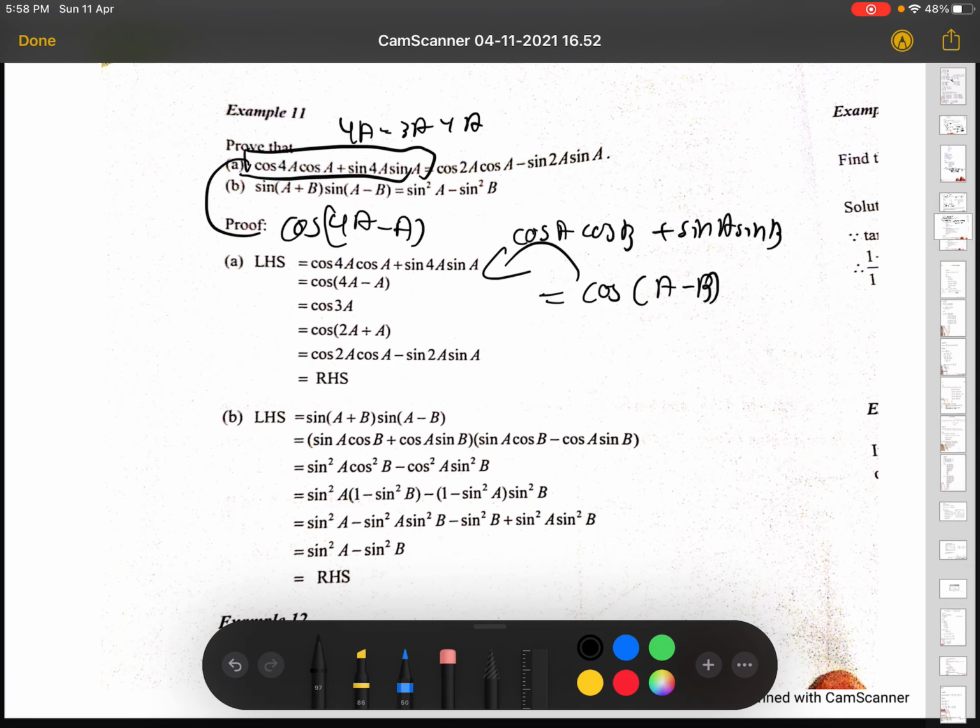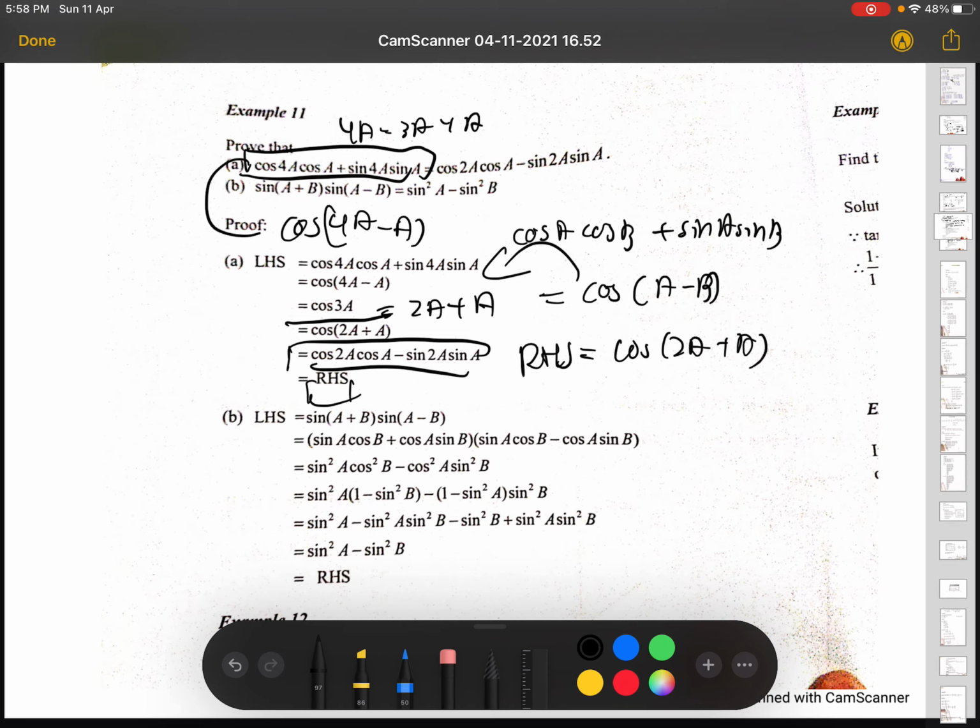And then with cos 3A, you convert back. 3A is equal to 2A plus A. So when you do 2A plus A, then you will get the RHS. Another thing you can do is stop here and write RHS is equal to cos 2A cos A minus sin 2A sin A, which is cos(2A + A), also equal to cos 3A. Then you can conclude that LHS equals RHS.